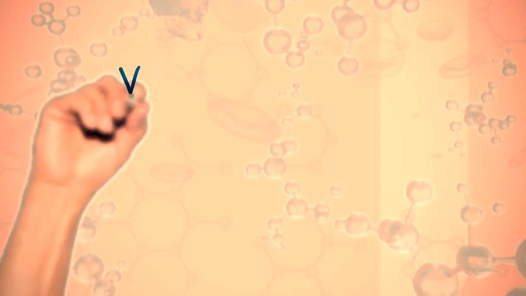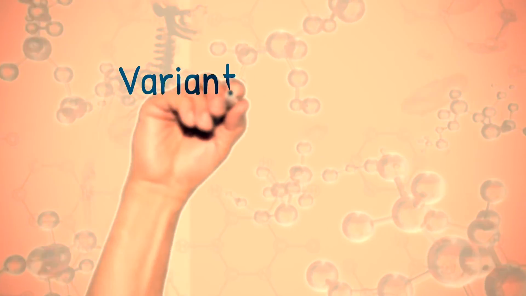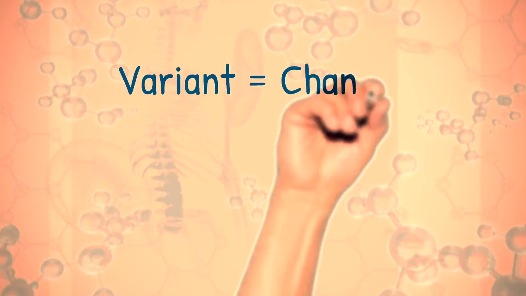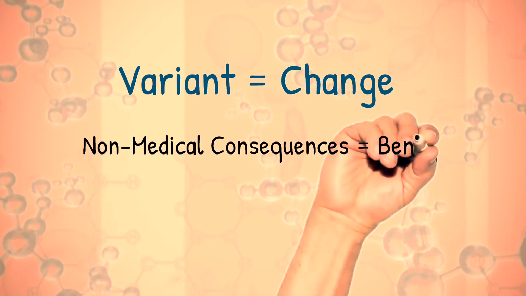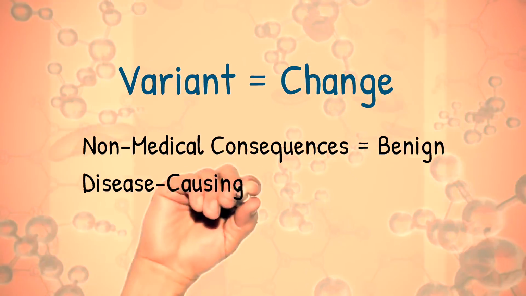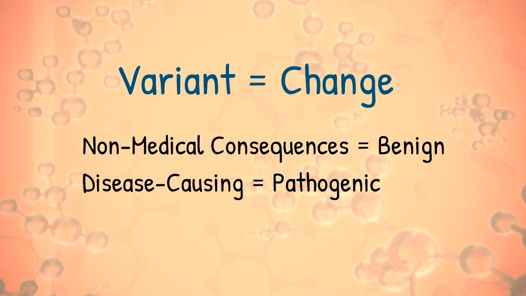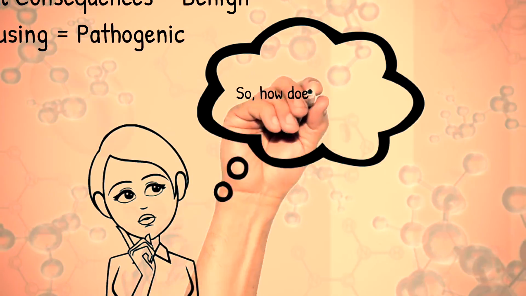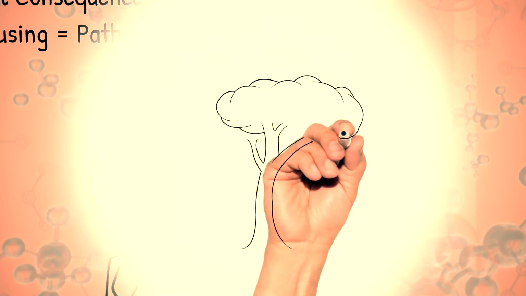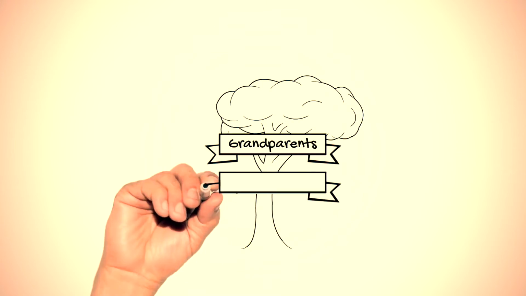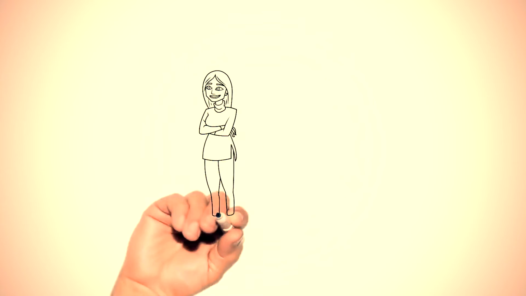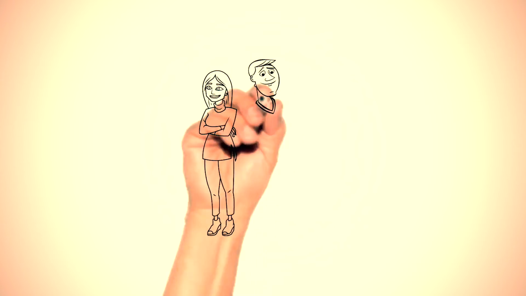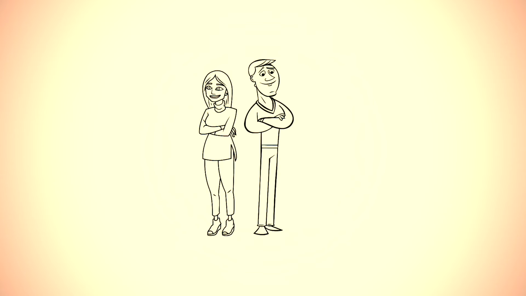So when cells are created, variations can happen. A variant is any change in the DNA sequence away from what is considered normal or typical. A change that does not have medical consequences is described as benign, while disease-causing variants are called pathogenic. So how does all of this relate to Krabbe disease? As mentioned, Krabbe disease is inherited in an autosomal recessive manner. What this means is both parents must be carriers for Krabbe disease for there to be a chance of having a child with Krabbe disease.